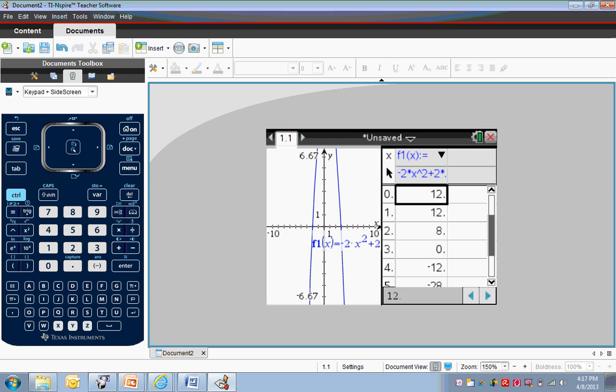Now remember, our x values are time. So these represent seconds. So at 0 seconds, the cat is 12 feet off the air. At 1 second, the cat is 12 feet off the air. And same thing with 2 seconds, it's 8 feet. And 3 seconds, it's 0 feet.